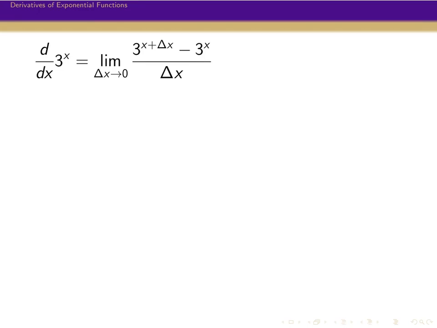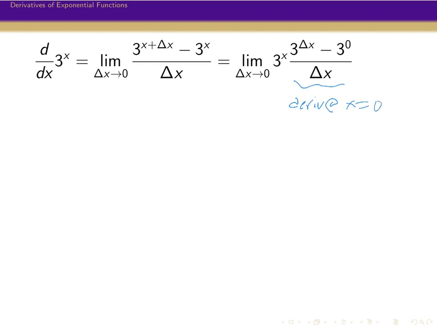Now if we start with 3 to the x, use the same limit definition, we can do the exact same thing where we pull out a 3 to the x, and we're left again with this representing the derivative at x equals 0 of 3 to the x. And so let's see what happens.